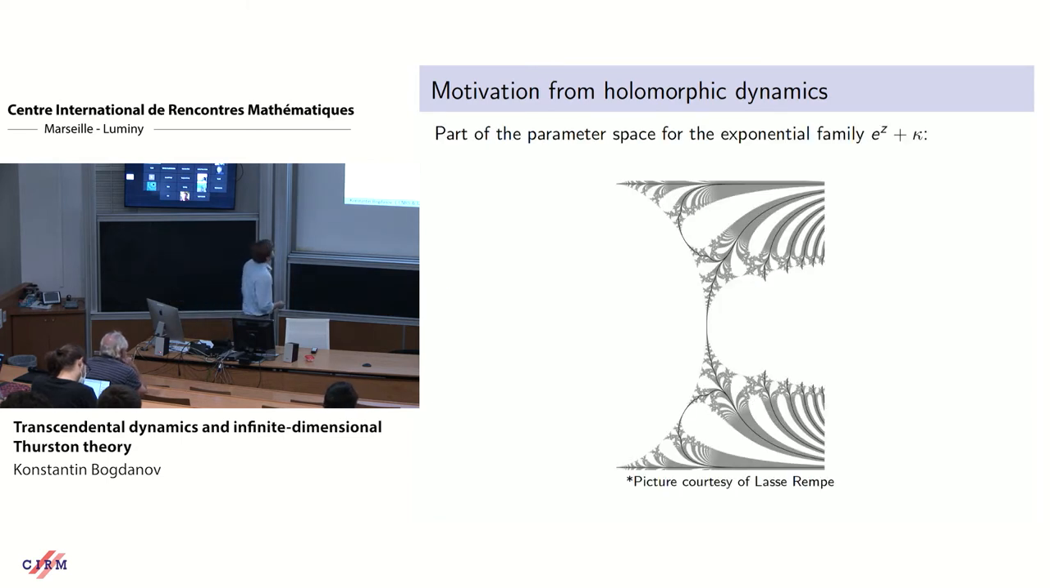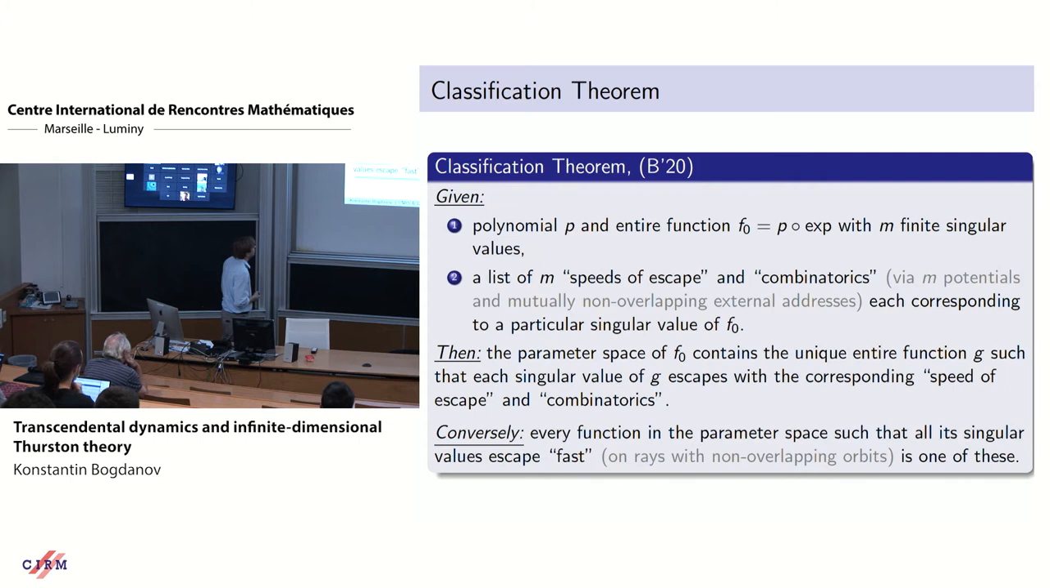Here is just an example for you of part of the parameter space for the exponential family. Here, as for the complement of the Mandelbrot set, the points having the same combinatorics are aligned in the form of parameter rays. And parameters that lie closer to infinity on this parameter ray escape faster. So now we are ready for the theorem. Let me read it with you.